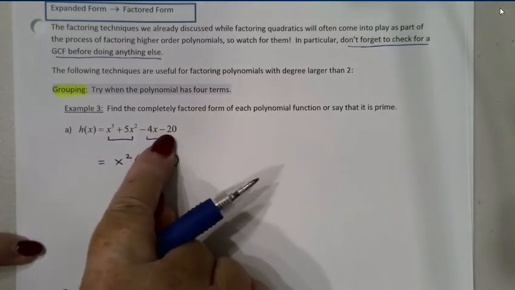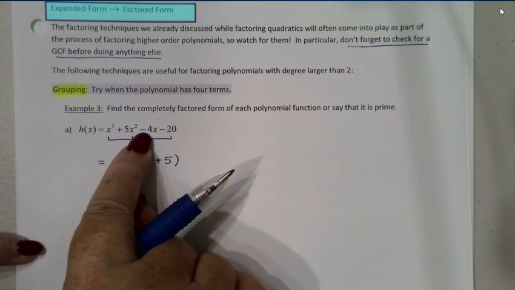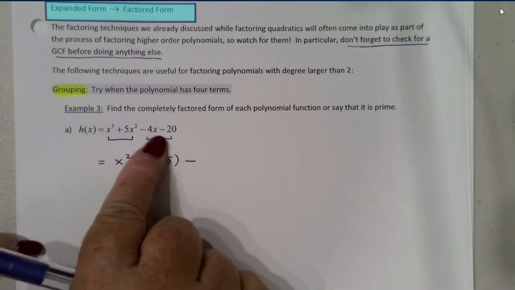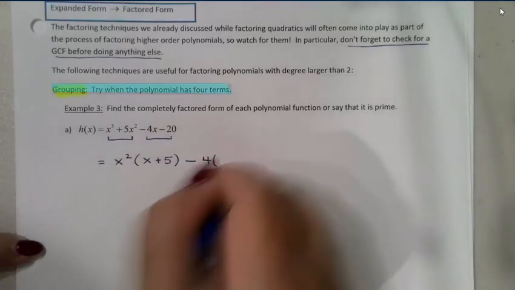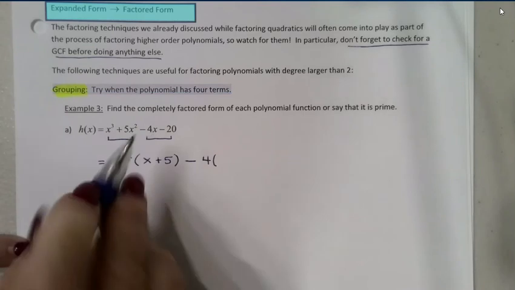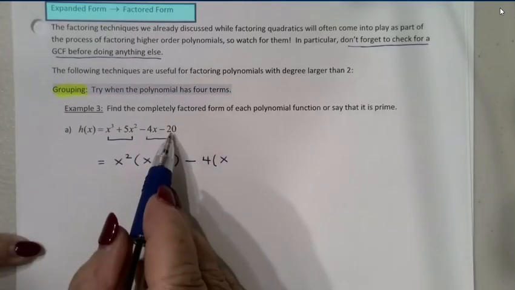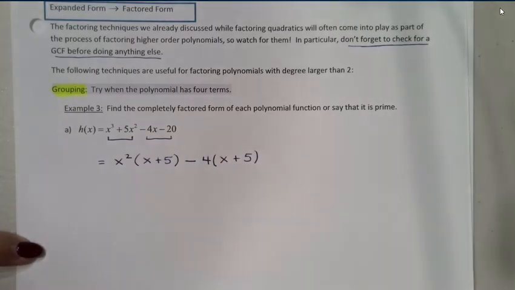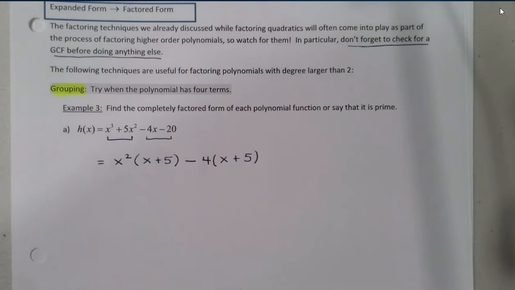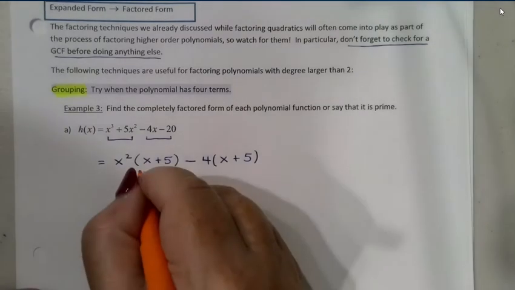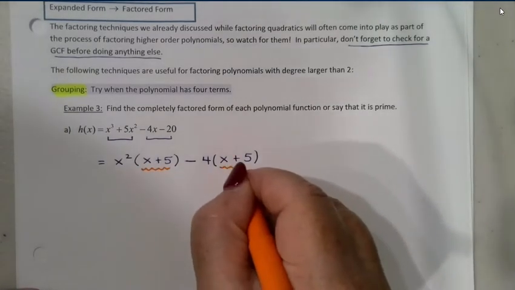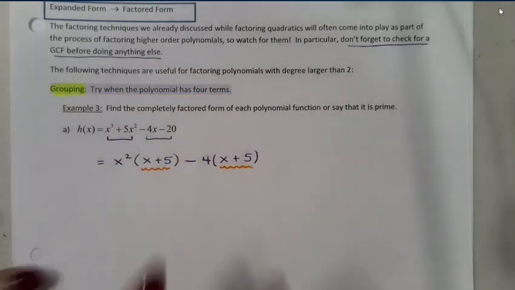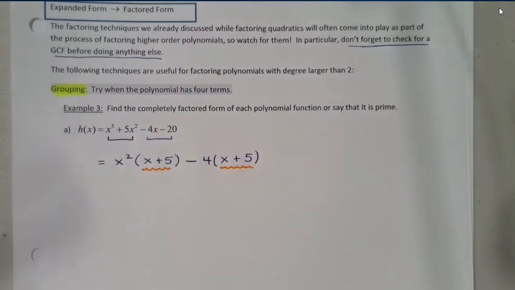In the second pair, I'm going to notice that there's a minus sign between the groups, so I'm going to factor out a negative. And then these are both divisible by 4. That's going to leave me x here. And negative 20 divided by negative 4 makes that a positive 5. Just like we saw in the past, in order for grouping to work, those must match. You have to have the same binomials from each factoring process. Otherwise, the grouping didn't work.